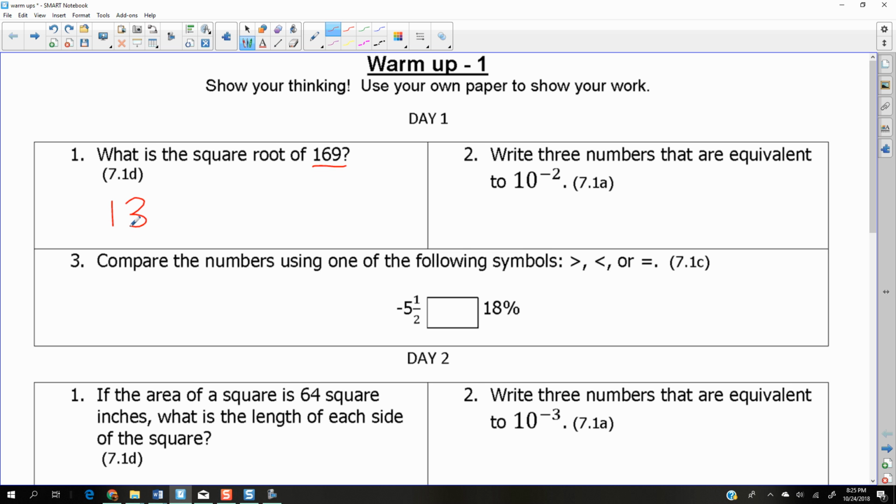Unless, the best way to do it is to go ahead and do all of your multiplication facts to figure out which one is 169. So the square root of 169 is 13. Okay?